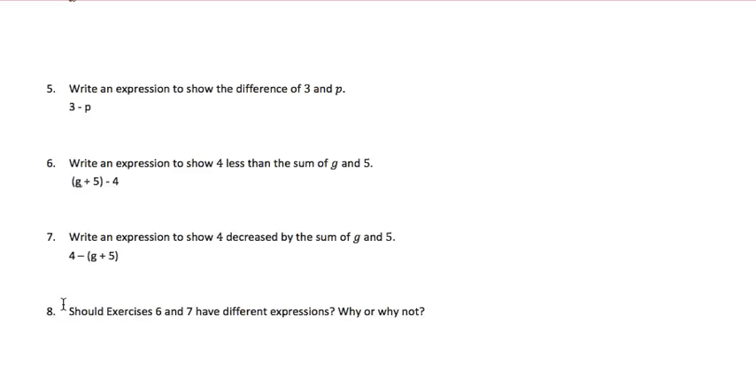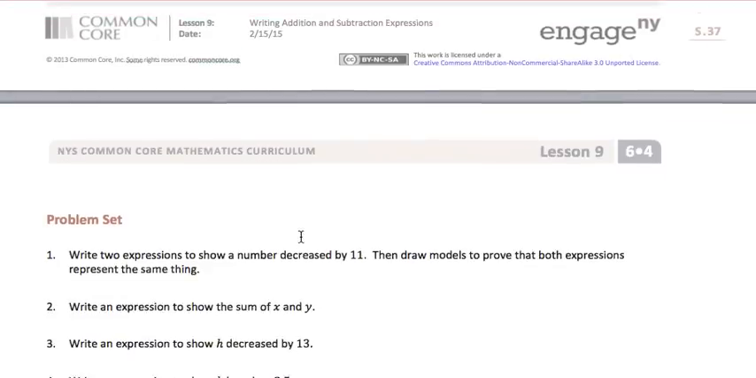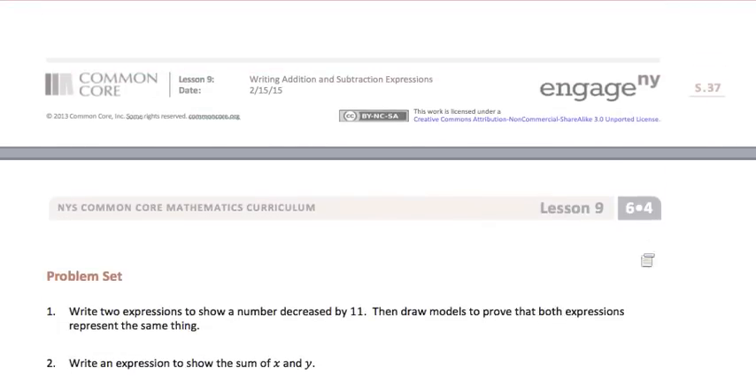Then they ask us in number 8, should exercises 6 and 7 have different expressions? And they are definitely different because one is talking about decreasing some number by something else, and the other is for less than something else. So they're different orders. Keep on practicing on this concept because translating the words to the expressions will allow you to set up a word problem, otherwise you can't.